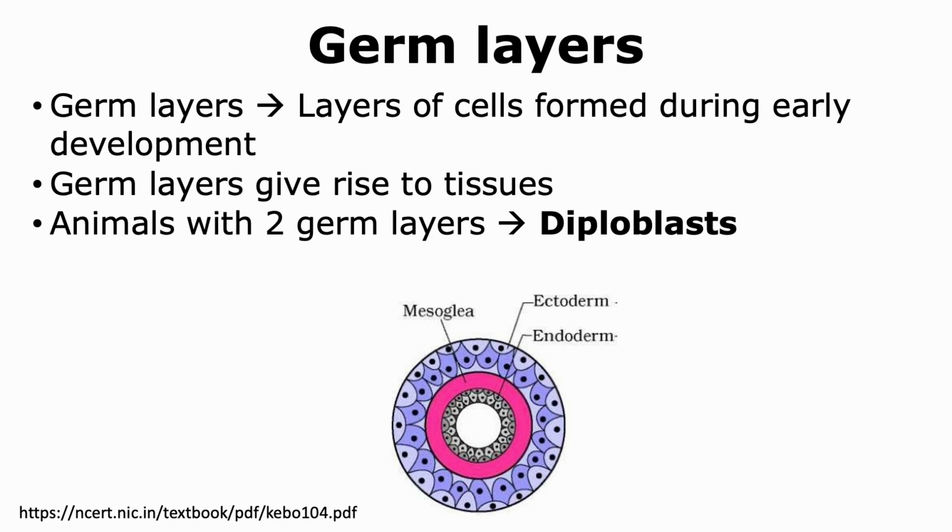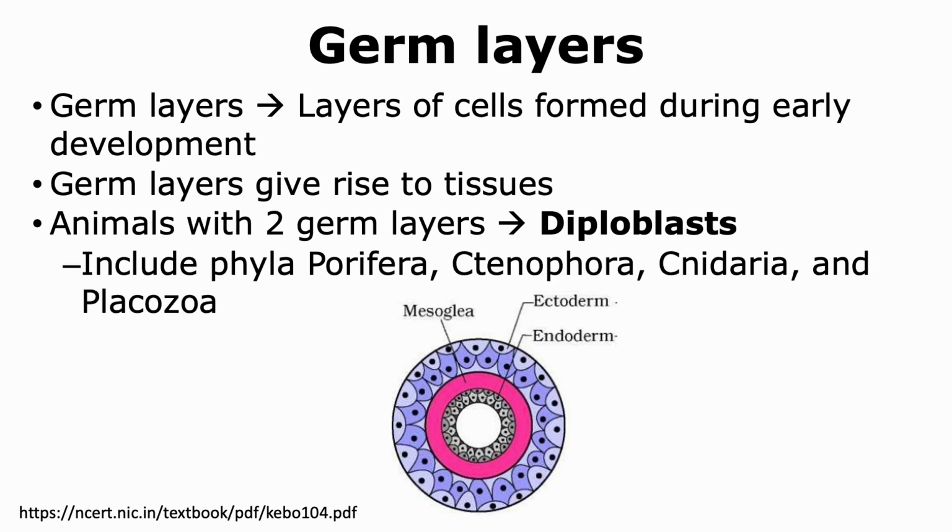Animals that have two germ layers are called diploblasts. In these animals, the outermost layer is called the ectoderm, while the inner germ layer is called the endoderm. Between the ectoderm and the endoderm, there is a jelly-like substance called mesoglea. Thus, animals that have only the ectoderm and endoderm are the diploblasts and include organisms present in the phyla of Porifera, Ctenophora, Cnidaria, and Placozoa.